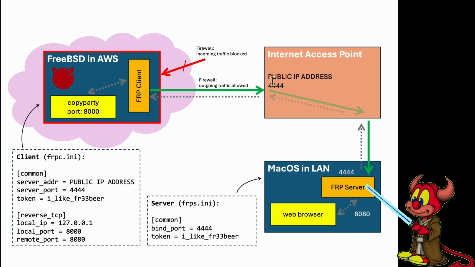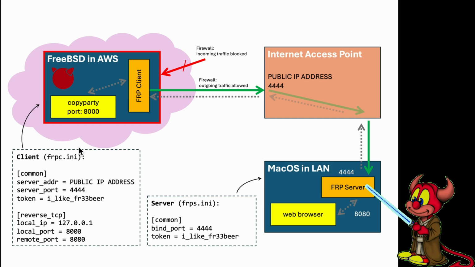Once this port is exposed, outgoing traffic from the FreeBSD machine can connect to the port 4444. Therefore, we need to configure this client and start the client to connect to this port. Once this is done and the client connects to the server, you can have traffic here, which I draw with a gray color, and basically goes from the Mac to the FreeBSD machine.